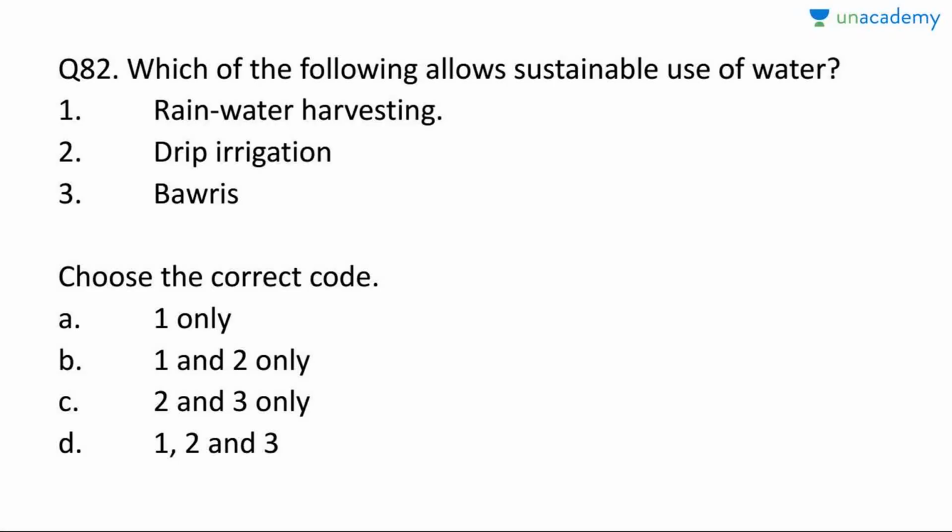Question number 82. Which of the following allows sustainable use of water? So rainwater harvesting, obviously it will allow sustainable use of water. Drip irrigation also, and bawdis also. Bawdis are very commonly used in Rajasthan's villages where they have these deep wells where water is stored. So here the answer is D.